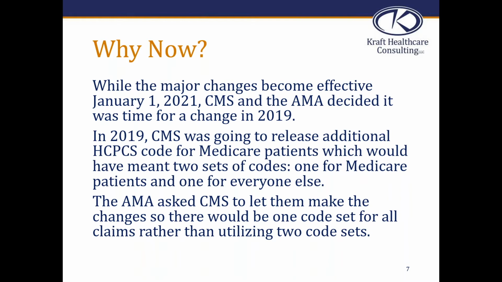In 2019, CMS was going to release an additional HCPCS code for Medicare patients only, which would have meant you would have had two sets of codes, one for Medicare and one for everybody else. And the AMA stepped up and said, hey, wait, we don't really want to do that. Rather than utilizing two code sets, can we just have one?